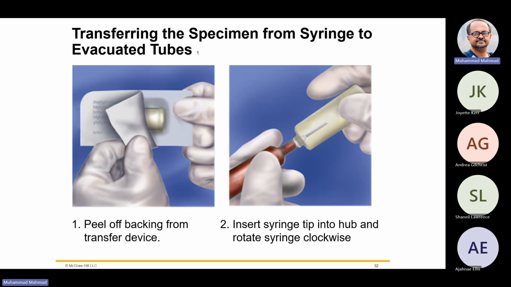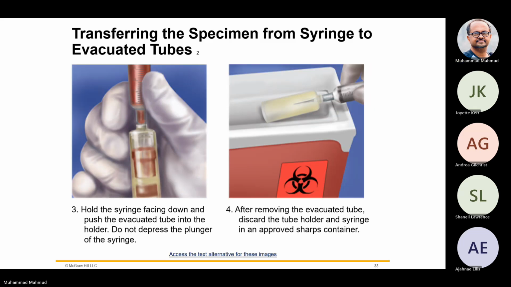Let's take a look into these pictures. You see the transferring devices. The left one, the first picture: peel off the backing from the transfer device, and then insert the syringe tip into the hub and rotate the syringe clockwise. Hold the syringe facing down and push the evacuated tube into the holder. Do not depress the plunger of the syringe. After removing the evacuated tube, discard the tube holder and syringe in an approved sharps container.